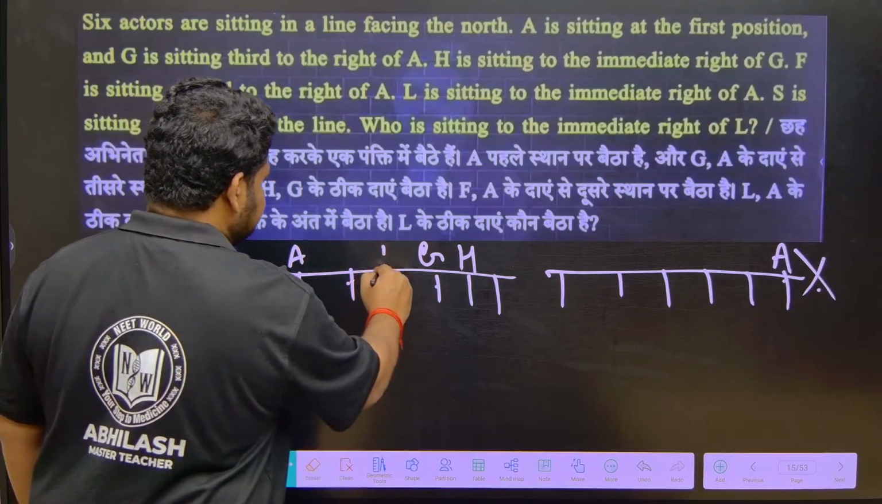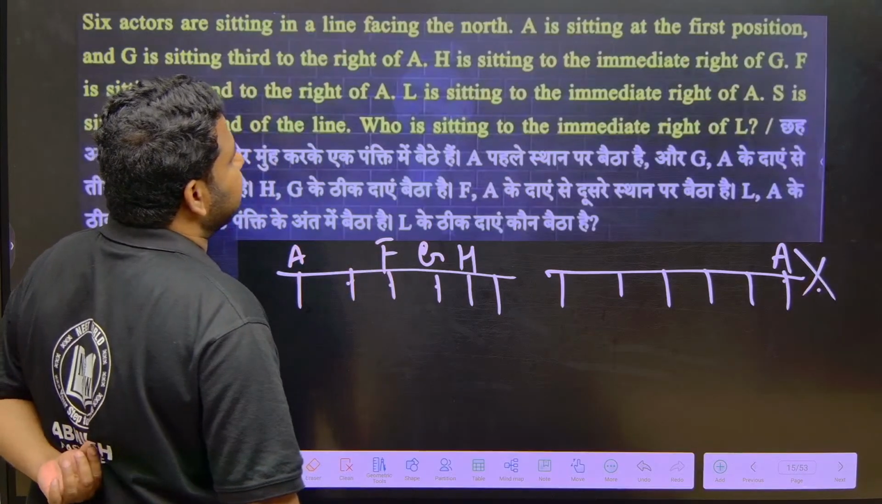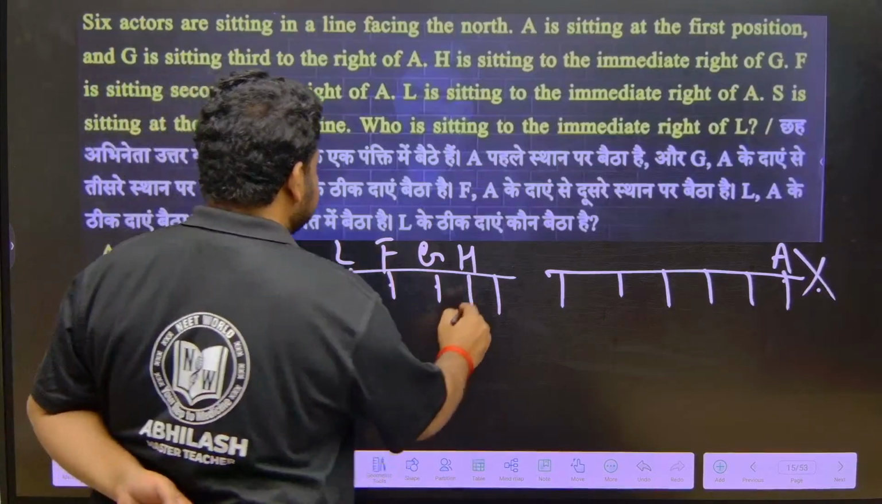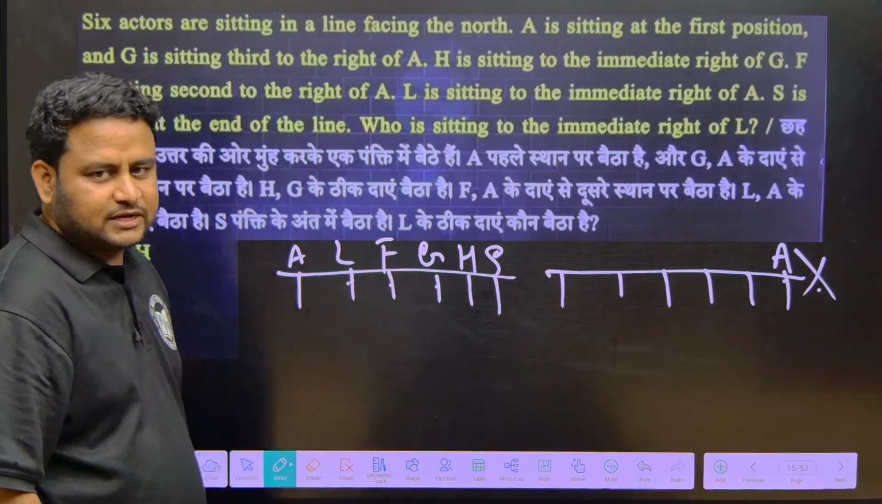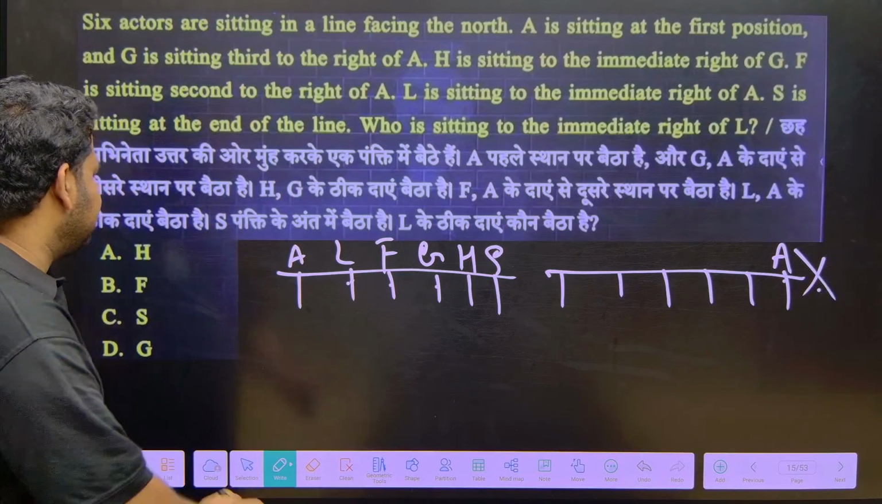And F is sitting second to the right of A. L is sitting immediate right of A. Done. S is sitting at the end of the line. S will come here. Okay, arrangement is done. Now, who is sitting immediate right of L? F. The answer is F.